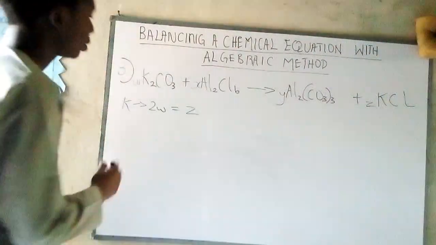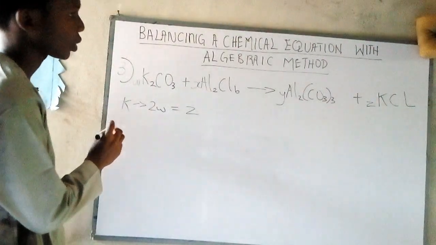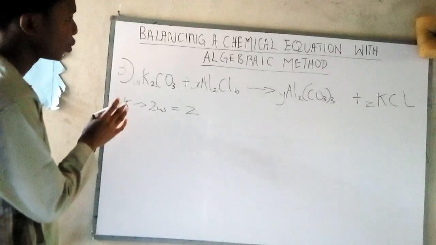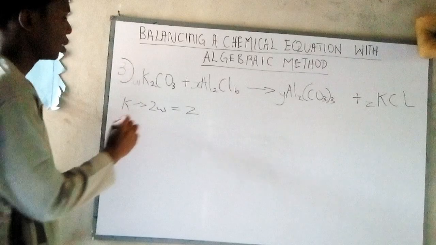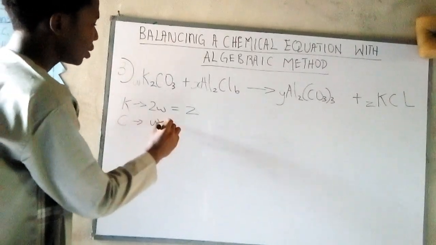Okay, moving forward, what do we have here? We have how many carbon? We say carbon is 1. So what do we say? W now is equal to what?